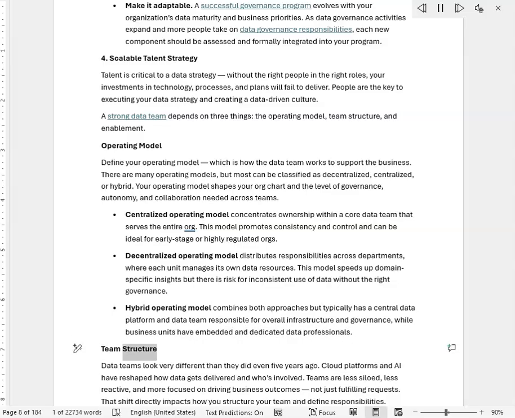Team structure. Data teams look very different than they did even 5 years ago. Cloud platforms and AI have reshaped how data gets delivered and who's involved. Teams are less siloed, less reactive, and more focused on driving business outcomes, not just fulfilling requests. That shift directly impacts how you structure your team and define responsibilities.